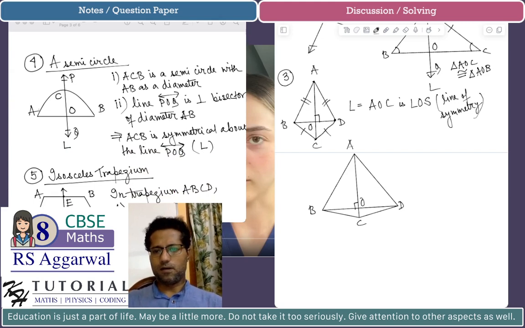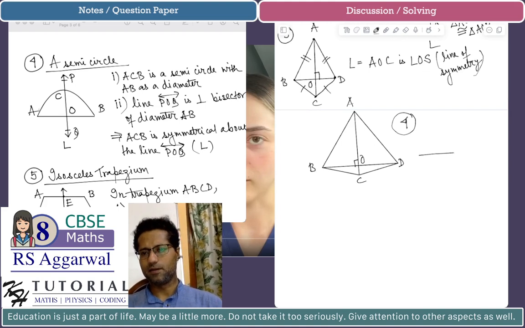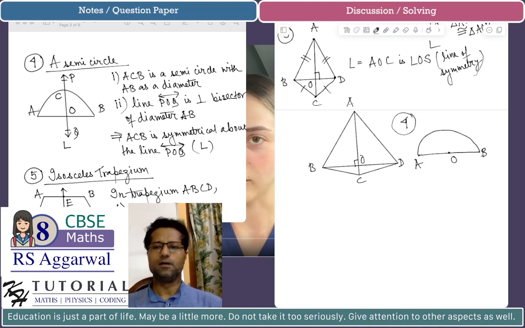A semicircle. What is a semicircle? I won't be able to draw a semicircle properly. So you have a diameter. Let's say this is the diameter of a circle. This is the center, AOB. So this is a kind of semicircle, having the diameter AB and the center at O.